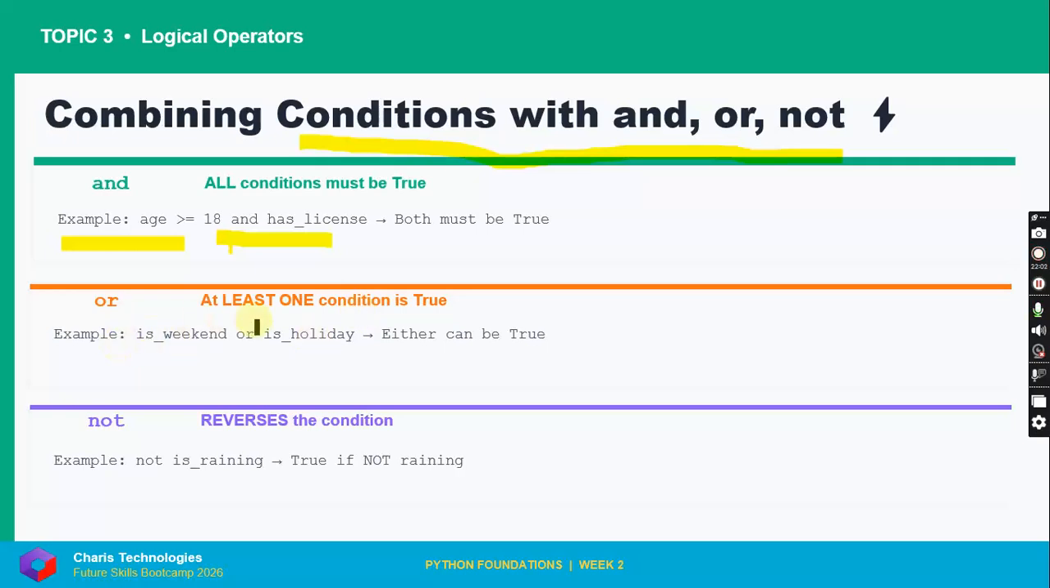Now, or means at least one must be true. So it says if it's weekend or it's holiday, either can be true. That means either one of them can be true. Not is just a reverse.